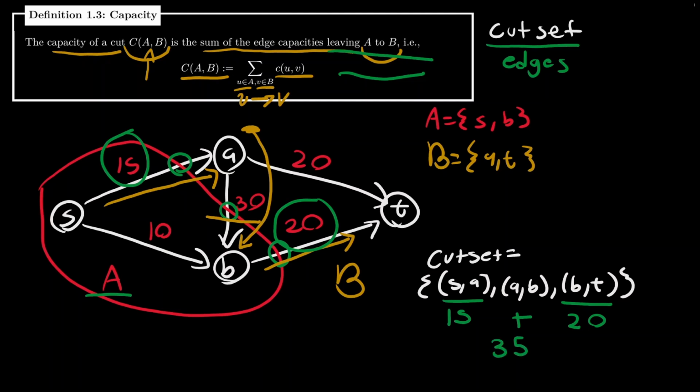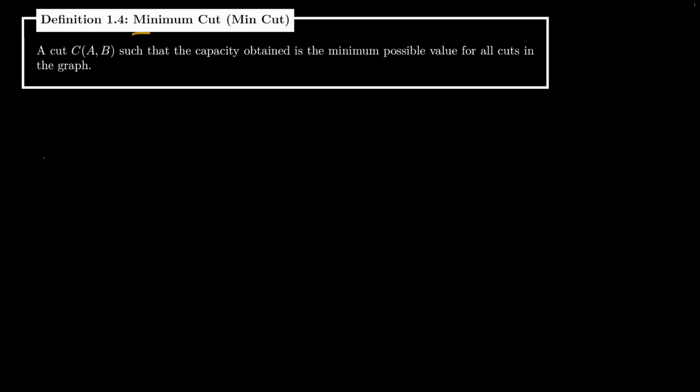Now this is what the capacity of a cut is. So let's talk about a minimum cut, or a minimum capacity cut. It is a cut C(A,B) such that it is the minimum possible value for all cuts in the graph.